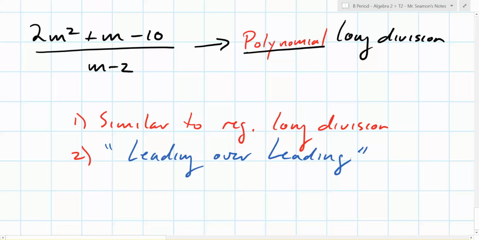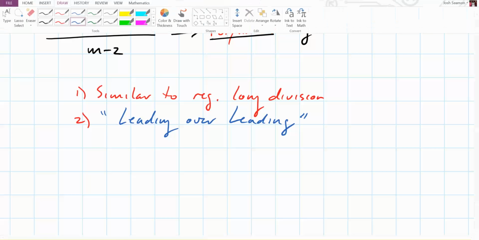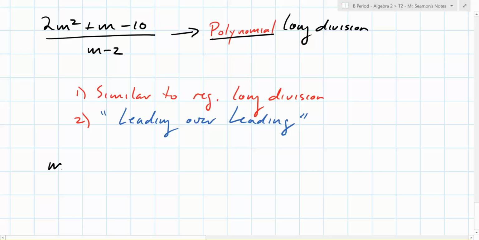So watch. You really just need to watch. Don't be taking notes. Just try to watch this. It's really important. So you're going to set it up just like you would set up a long division problem. So what am I going to write down first? What goes to the left? M minus 2. Yeah. We have M minus 2. And then what am I going to write underneath that little division thing? Yep. 2m squared plus m minus 10.